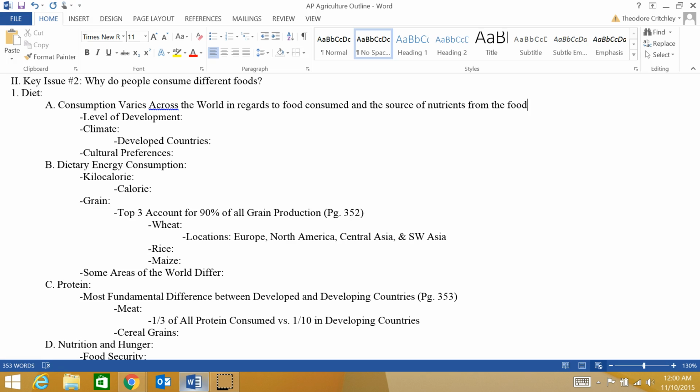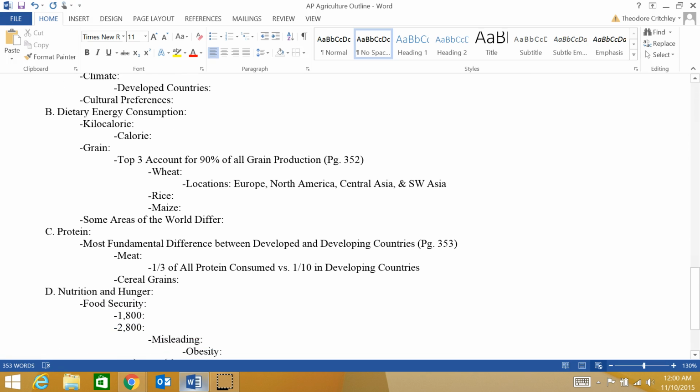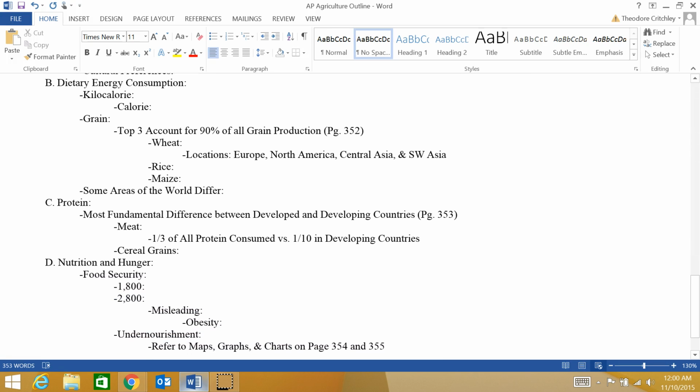Dietary energy consumption, kind of interesting. I was sitting around with my wife, who is a dietitian by trade, who works with people with eating disorders and diabetes and things like that. But nevertheless, she's a dietitian by trade, and so I had a good time talking to her about some of these things.